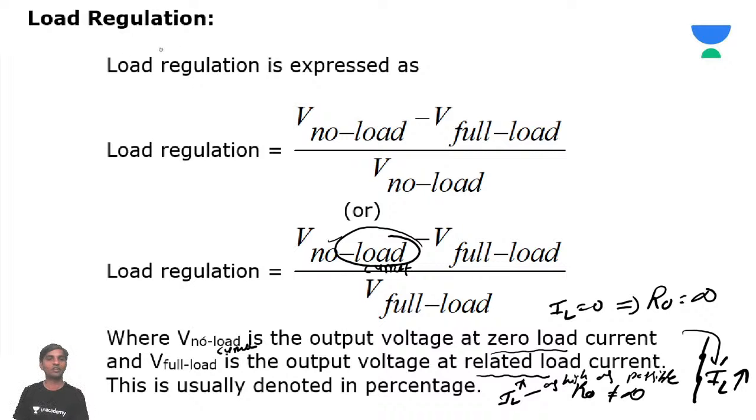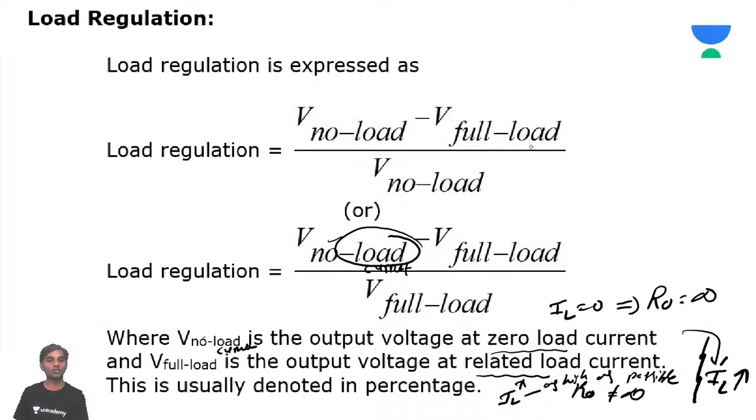And we have seen what load regulation is. Load regulation is V no load minus V full load, divided by V no load. Here V no load means the voltage at no load current, and V full load is the voltage at full load current. So you should remember this.